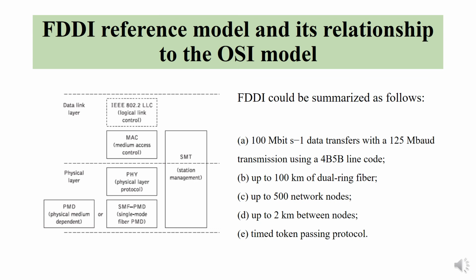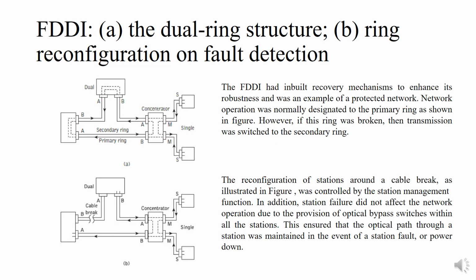That is, it consists of a 100 megabits per second data rate and up to 100 kilometers of dual ring fiber, and it has up to 500 network nodes, and it uses timed token passing control. FDDI was made compatible with the OSI model and IEEE 802.5 structures.